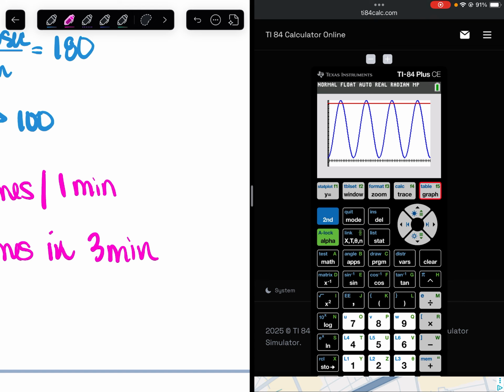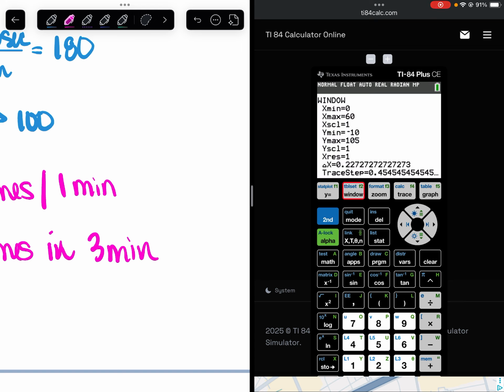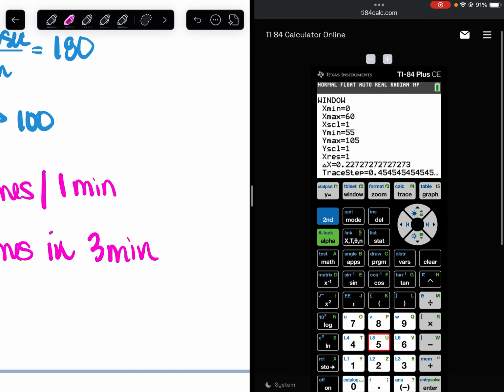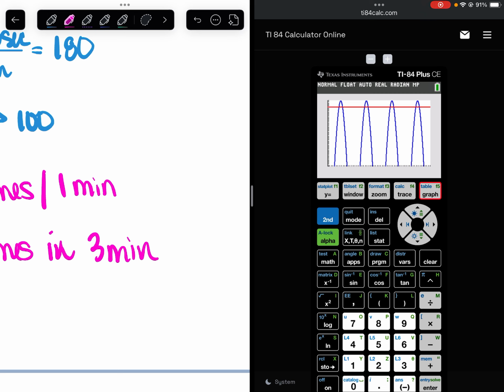All right, so another thing I'm gonna do, just because I want it to be easy for you to see, my Y minimum, I'm gonna go cut it off. Let's go with 55. This keeps inching up on me. Just so we can see a little bit better, there we go. All right, so I need those intersections. So I'm going to focus on the first one.